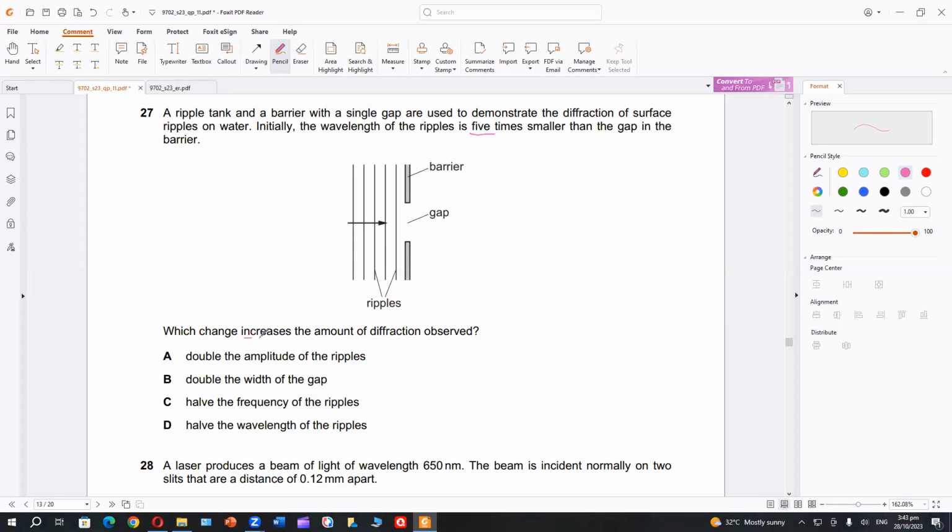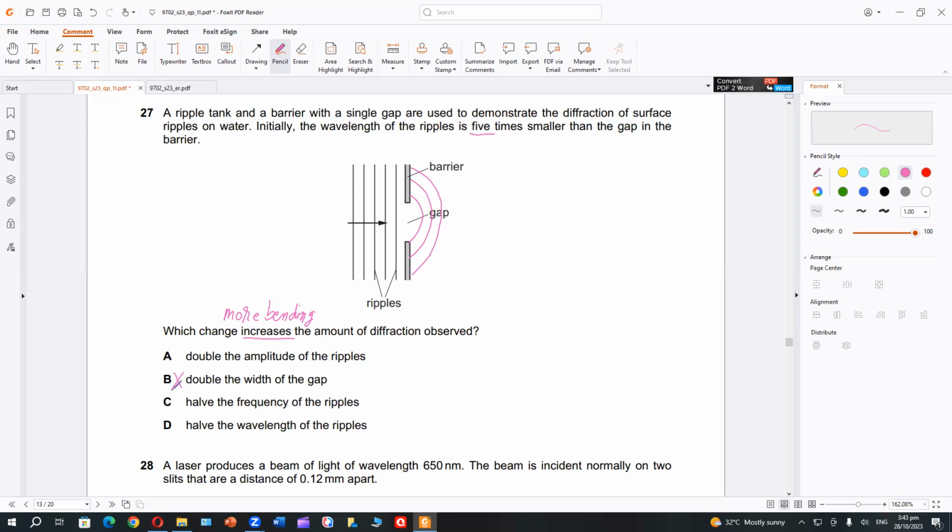Which change increases the amount of diffraction? Increase in diffraction means what? When the waves go from here, they are going to bend like this. The examiner wants to increase the degree of diffraction. It means he wants to have more bending. So ideally, I should decrease the gap size, the slit width. So double the width of the gap will actually decrease the diffraction.